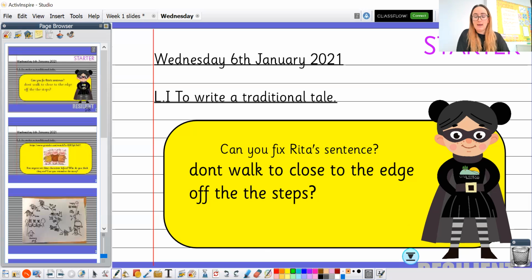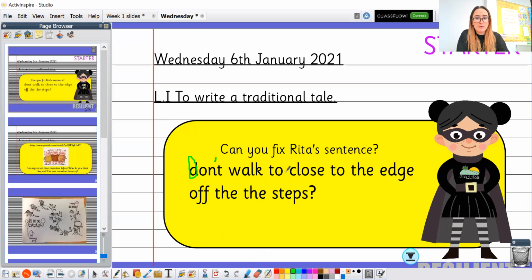So I'm going to get my green pen. First thing, obviously, it would be a capital letter for don't. Having a look at the word don't. Oh, what else do we need? Oh, we're going to need an apostrophe. Don't walk too close. Don't walk too.